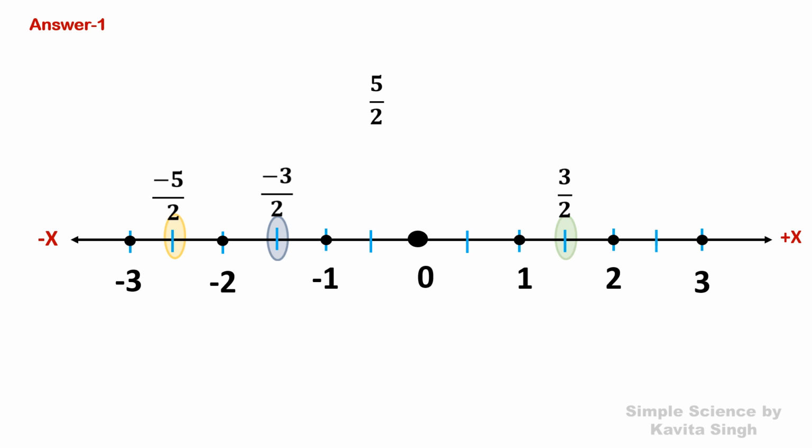Then what is the next rational number? 5/2. So how many steps we have to move? 5 steps. Which side? Right hand side or positive side. Let us move 5 steps. 1, 2, 3, 4, 5. So here is your last rational number. So we have represented all the 4 rational numbers on the number line.